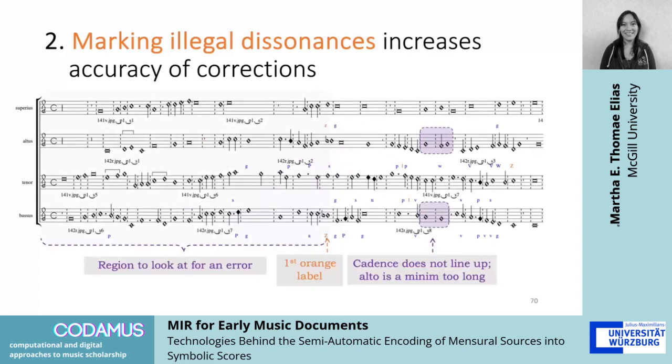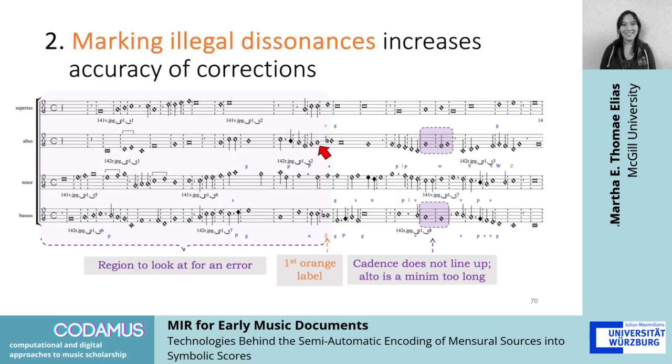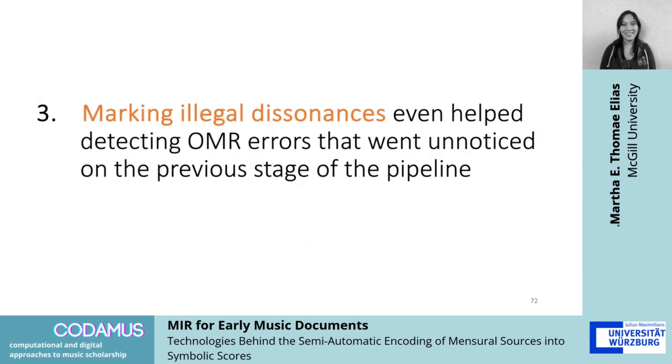We can experiment with another thing. I already know the right solution, so I'm going to point it out. If you cut that semibreve by a minim, then you can see what happens. The orange labels disappear, the cadence lines up, so that at least gives you some hints. You can test your different solutions, and that increases the accuracy of finding the right solution. And another thing that we noticed was that, surprisingly, marking illegal dissonances also helped detect OMR errors that went unnoticed in the previous stage.